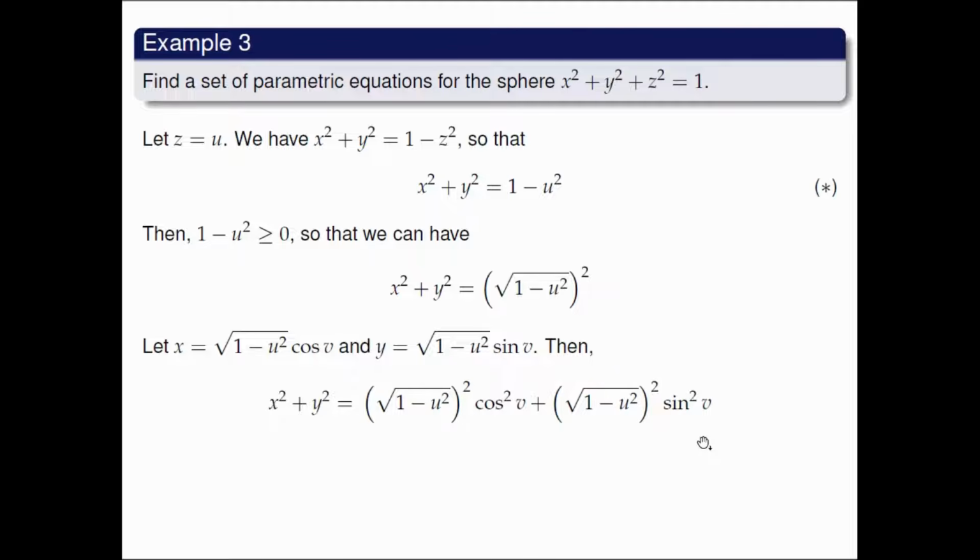Factor out yung square ng square root of 1 minus u squared, we get this one. But cosine squared v plus sine squared v equals 1. And this expression here is equal to 1 minus u squared. So, 1 minus u squared lang itong buong to. We have this is equal to this. So, consistent siya with this equation.